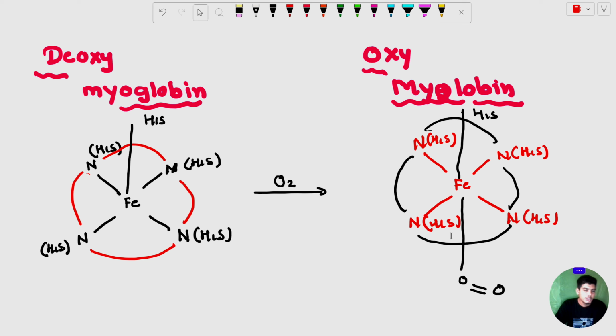Deoxymyoglobin and oxymyoglobin you can also differentiate by different points. In deoxymyoglobin you can see the iron is present in the +2 state. After adding the oxygen in myoglobin, it is converted into the oxymyoglobin and the ferrous is converted from the +2 state to the +3 state.